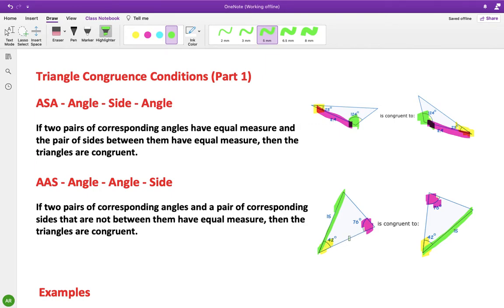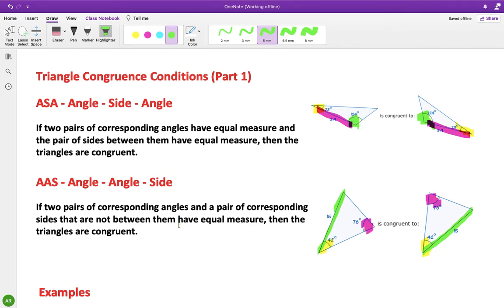If this side were to increase, then that would no longer be a 76 degree angle. If it decreases the other way, this would no longer be a 42 degree angle. It would decrease. So they have to be fixed in place. If you change one, it changes everything. But since they are fixed in place, the angle angle side will definitely work.